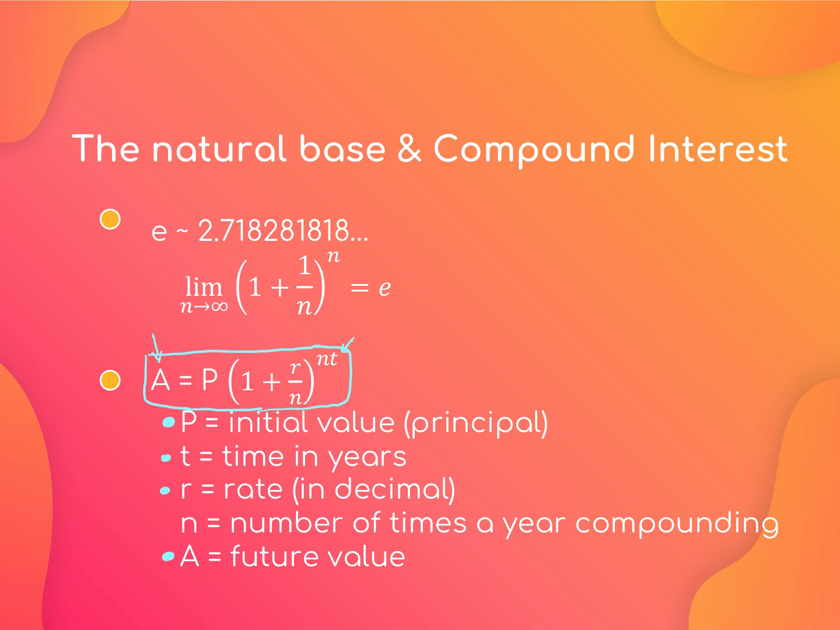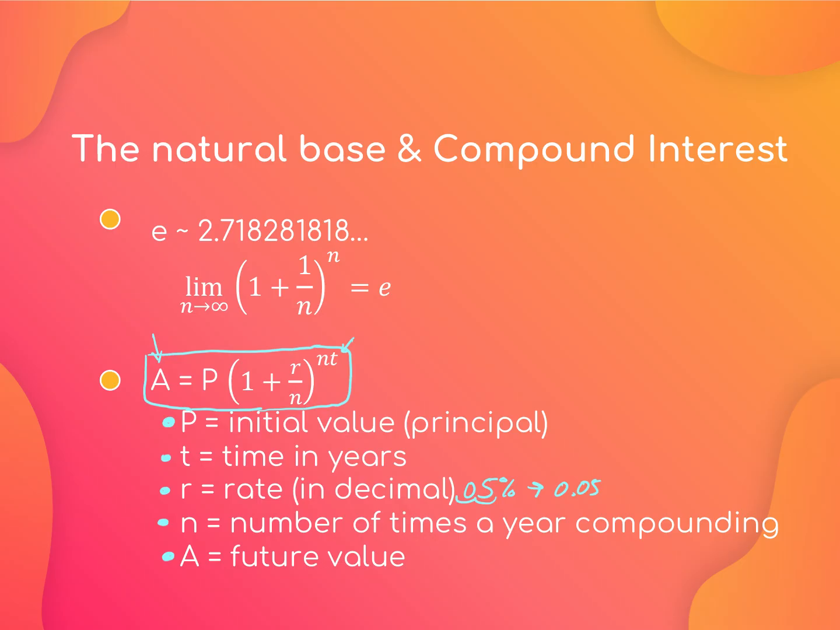A lot of times we give you the rate as a percent. So for example, if it was 5% interest, then to get that as a decimal, hopefully we know how to do that, we just move the decimal point over twice, and this gets us 0.05 as a decimal. And then N is the number of times a year that you're compounding, compounding meaning how many times you're pulling interest.